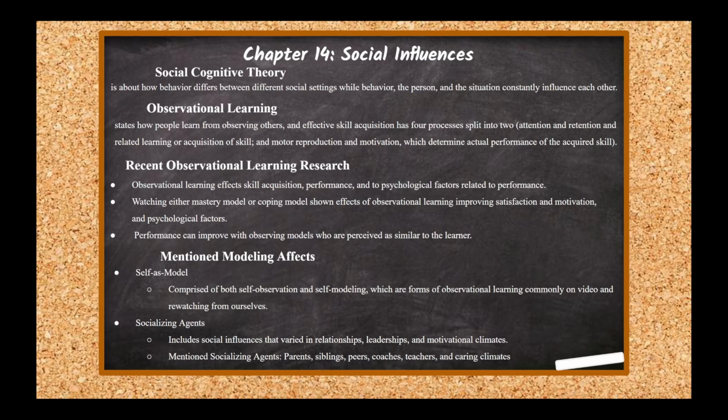Now, with a social cognitive theory, which is about how behaviors differ between different social settings. The person and the situation constantly influence each other and has four processes. Two, attention and retention, related learning or acquisition of skills. And then the other two, motor reproduction and motivation, to determine actual performance of the acquired skill.